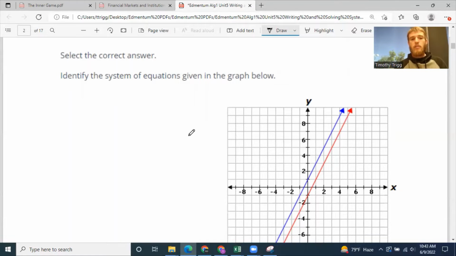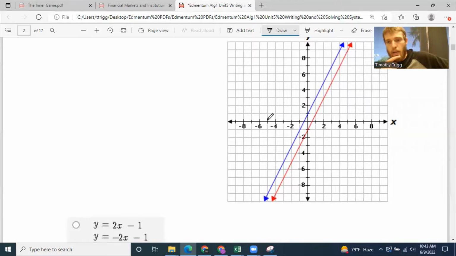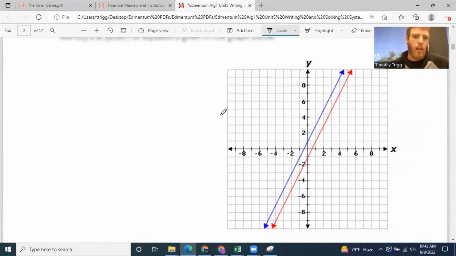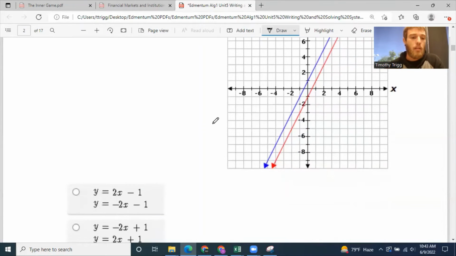Identify the system of equations given in the graph below. Here we have these 2 lines, a blue line and a red line. Well, what do we notice about them? The first thing I notice is that they are parallel. So parallel lines, they don't cross each other. So there actually won't be a solution for this system of equations. We covered this in the last lesson. Parallel lines have the same slope, and it also means their system has no solution because they don't cross each other.